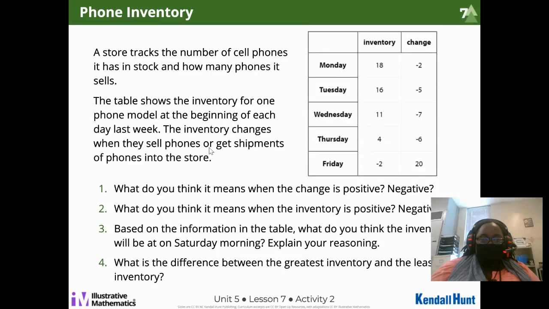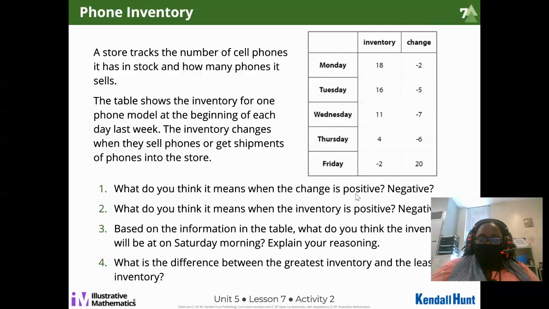The inventory changed when they sell phones or get shipments of the phone into the store. So here we have 18 is how many phones they started with. Then -2. So we're looking at these changes. What happened here? If you look at question set 1, it says, what do you think it means for the change to be positive or negative?